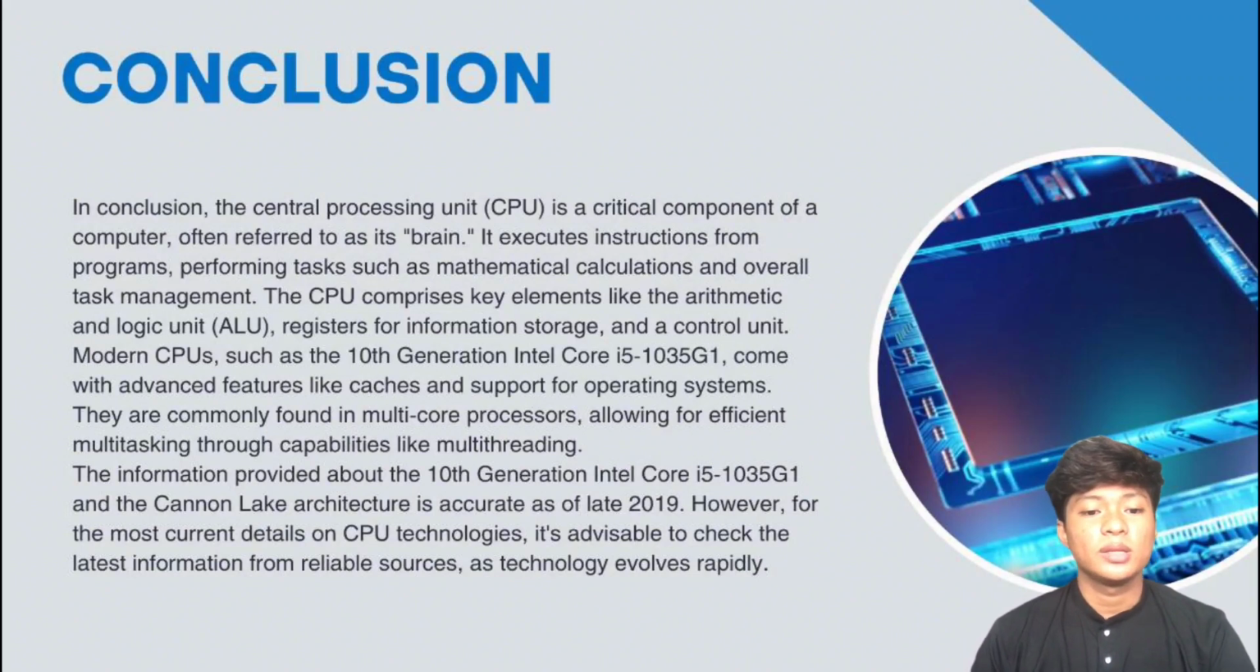So in conclusion, the central processing unit, CPU, is a critical component of computers, often referred to as its brain. It executes instructions from programs, performing tasks such as mathematical calculations and overall task management. The CPU comprises key elements like the arithmetic and logic unit (ALU), registers for information storage, and a control unit. Modern CPUs, such as the 10th generation Intel Core i5, come with advanced features like cache and support for operating systems. They are commonly found in multi-core processors, allowing for efficient multitasking through capabilities like multi-threading.